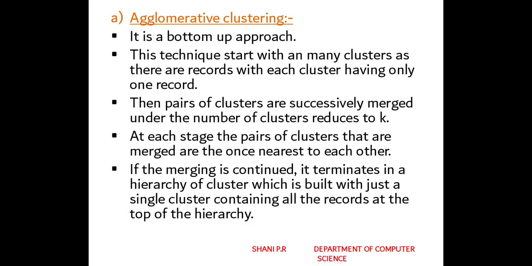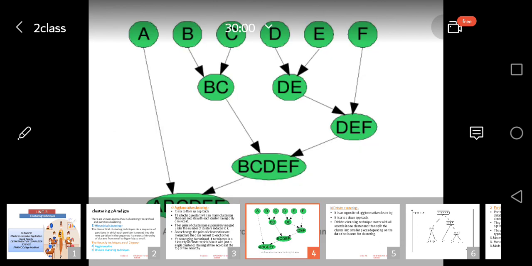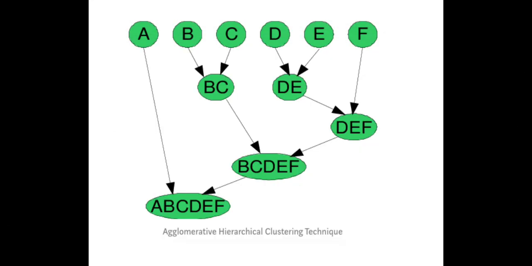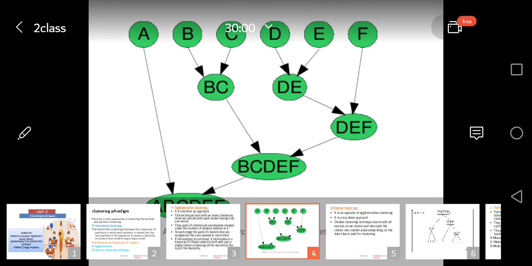So under that, first one, agglomerative clustering. It is a bottom up approach. This technique starts with as many clusters as there are records, with each cluster having only one record. So here you can see the image, from the single elements it is grouping the objects. Okay, so this is what agglomerative clustering considers.